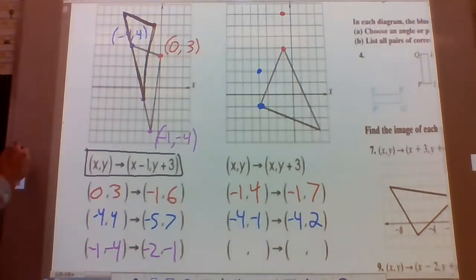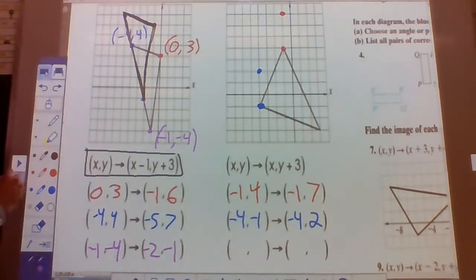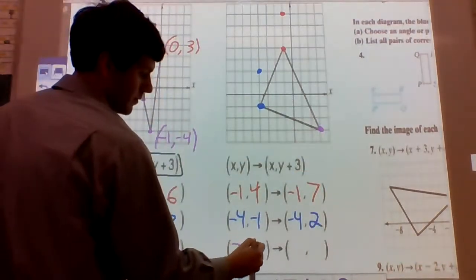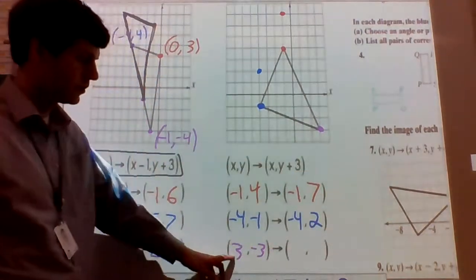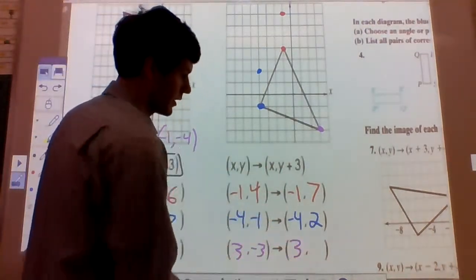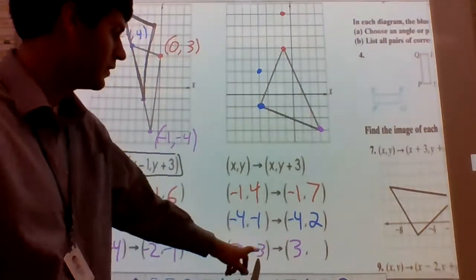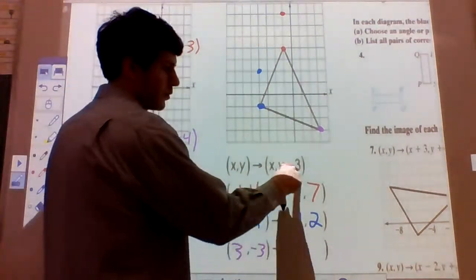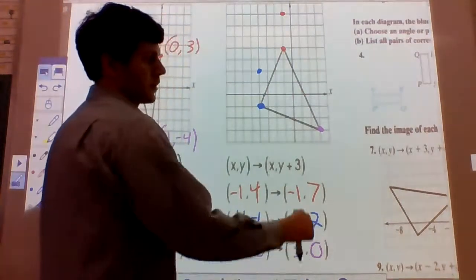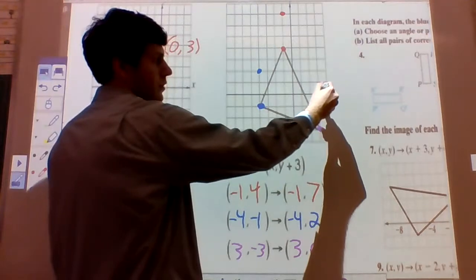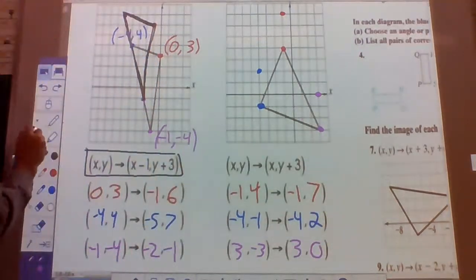And the last one is 3, negative 3. We want to substitute that in. 3 maps to 3, so it stays 3, because x maps to x. Negative 3 maps to negative 3 plus 3, which is 0. Or we can just count. We're not shifting horizontally, just shifting up vertically by 3.